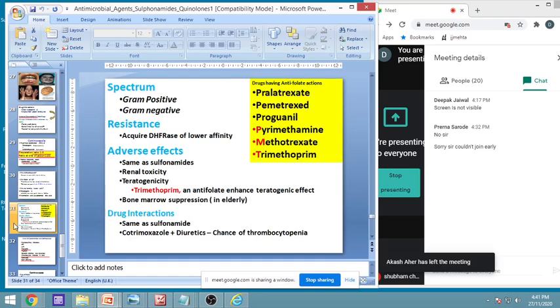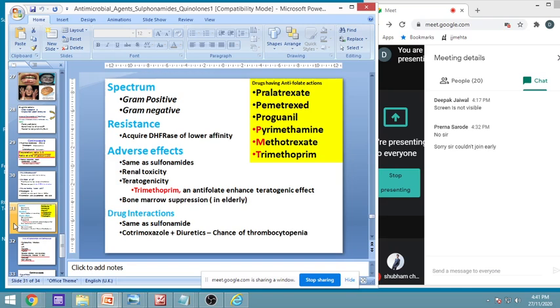What is the spectrum? It can act against gram positive and gram negative. Resistance: they acquire dihydrofolate reductase of lower affinity towards the drug, and therefore they continue their synthesis without even looking towards it. Adverse effects of trimethoprim are similar to those of sulfonamides.